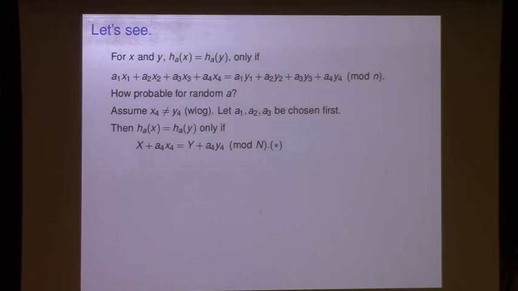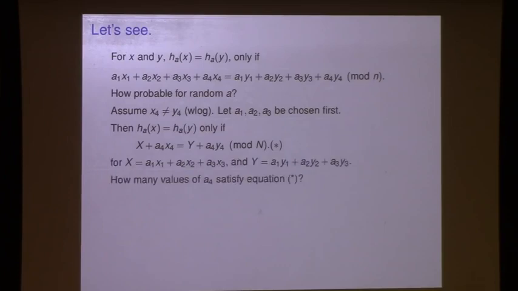So now we're going to use the randomness in our choice of A4. That's the randomness we have left. We're not worried about the randomness in A1 through A3; we're not going to take advantage of that. But for A4, we know we're choosing it randomly from 0 to 256. How many choices do we have for A4? 256, or n. N choices. Now how many satisfy this?